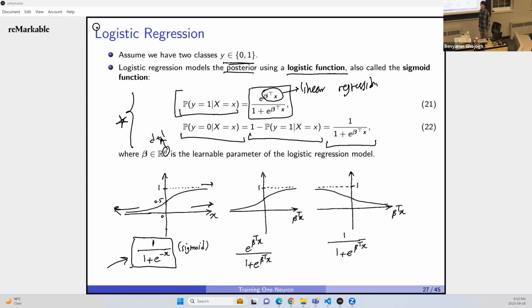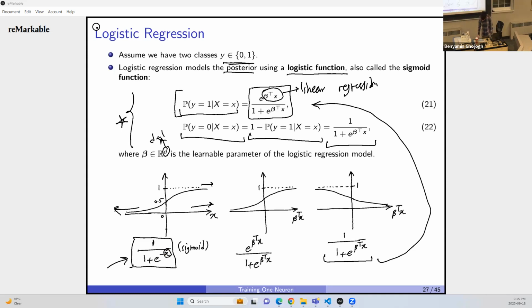All right? Now, rather than x, I put minus beta transpose x. Do you agree that rather than x in the sigmoid function, I can put anything? I can put Benjamin: 1 over 1 plus e to the minus Benjamin, right? Rather than Benjamin, put minus beta transpose x. You will get this, right? Exactly equation 21.